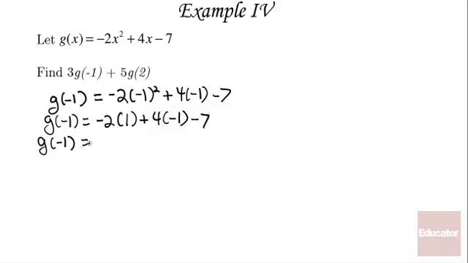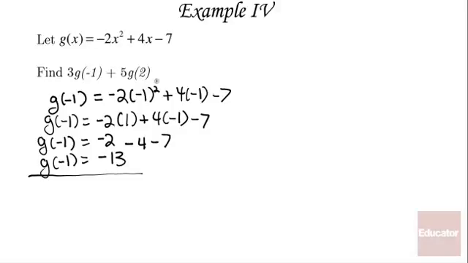In the next step, I multiply, so -2 times 1, that's -2, plus 4 times -1, that's going to give me -4 minus 7. Now I'm going to combine all of these. -2 minus 4 minus 7 is -13. Okay, first step, I found g of -1, and that is -13.